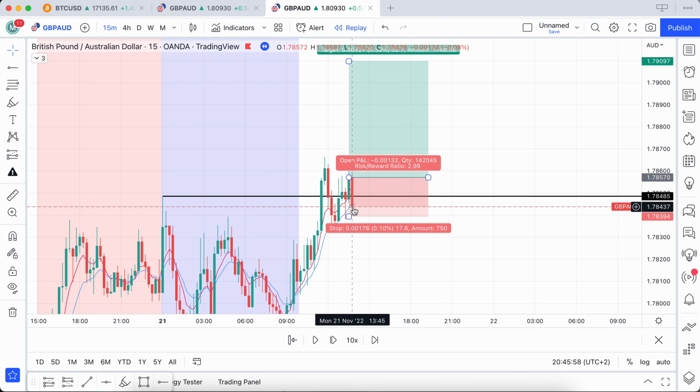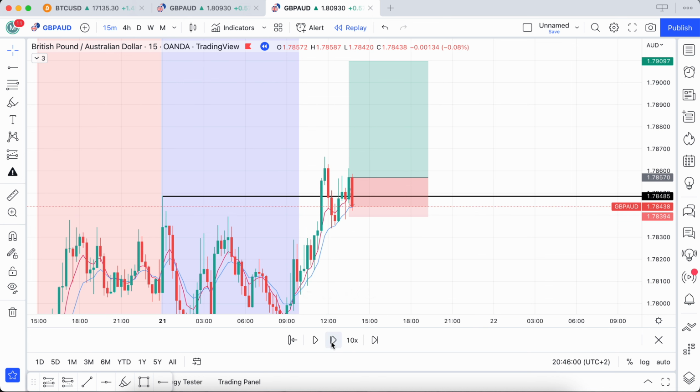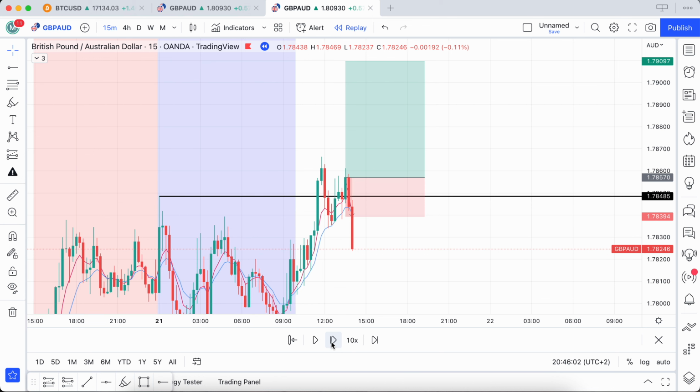And this is looking pretty bad right now. Next candle, probably, yep, stop loss. So in this case, you would be down 1% because this was a losing trade.